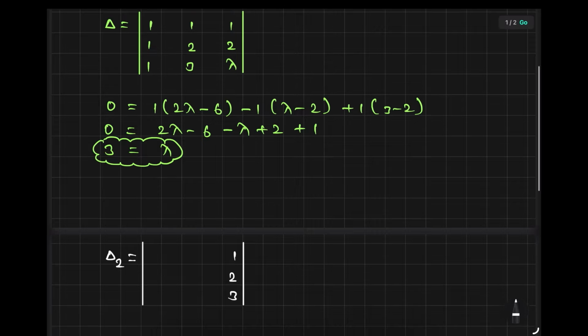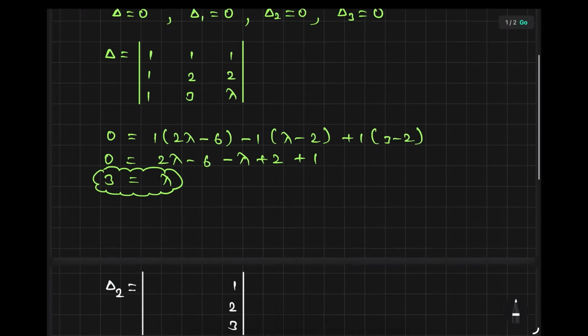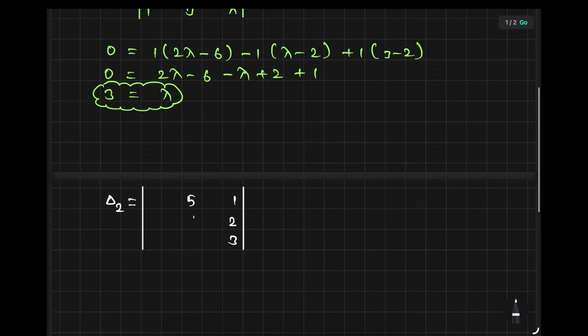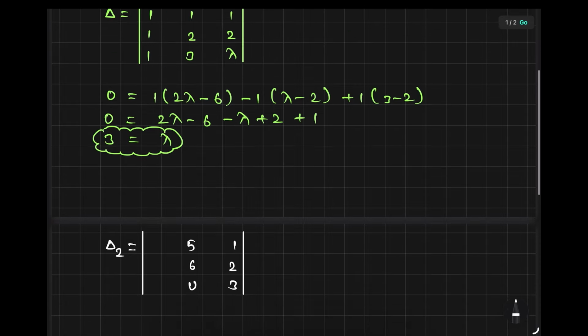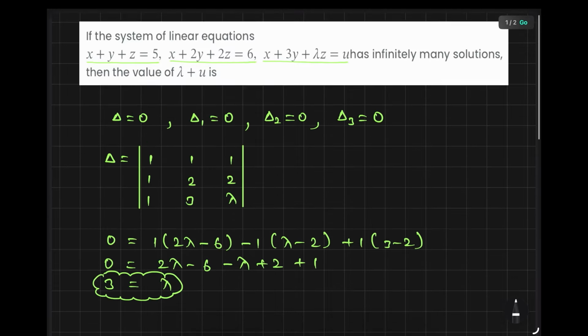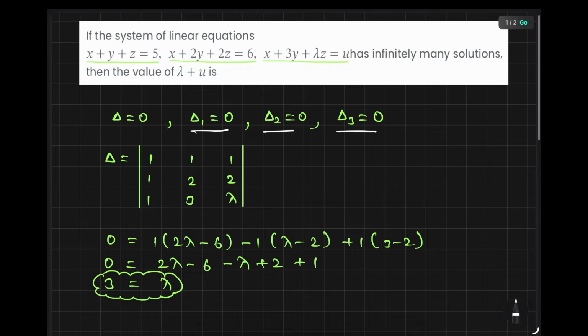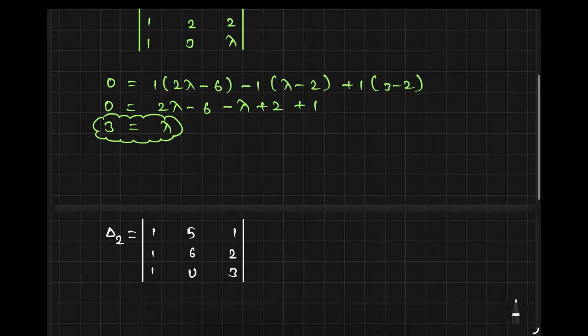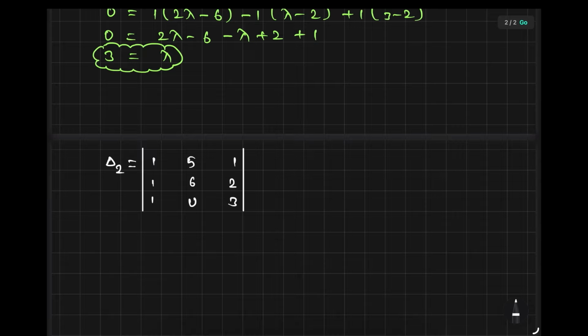So it was 5 6 u, 5 6 u, and the first column is 1 1 1. So under these scenarios it will be helpful, okay. This thing that I have told you now, Del 1, Del 2, Del 3, Del 0, this is the thing I was talking about. Sometimes you may get stuck, so this will help you.